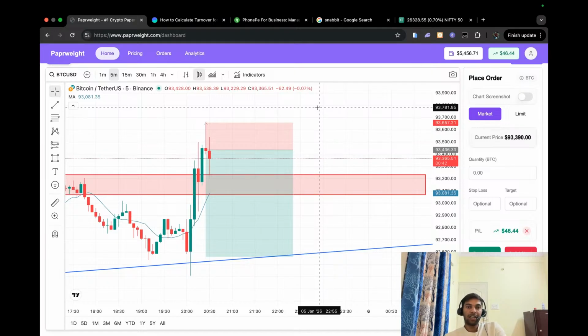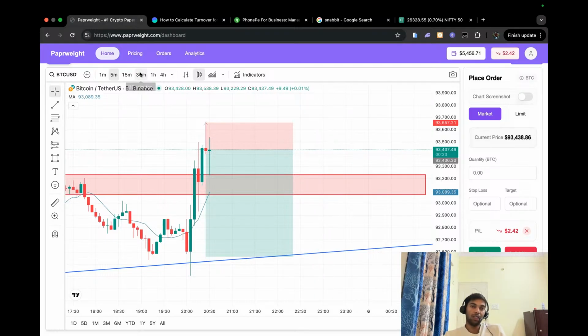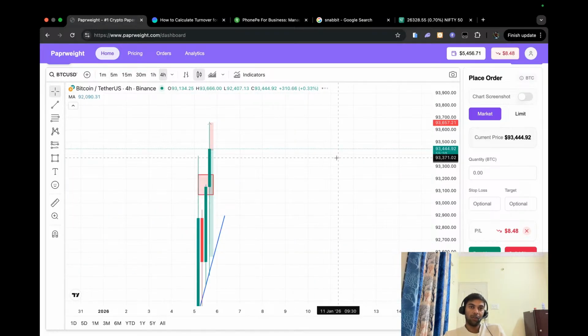This is my last trade, guys, because I already reached three trades. What will happen? Either I will book my target, or I will book my loss. That's perfectly fine to me. But as of now, let me see what it is showing at the 4 hour interval.